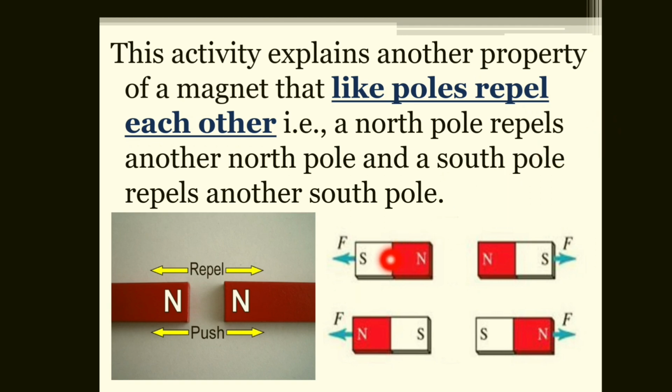When both the magnets have the same north pole, it will get repelled, and if it is a south pole, it repels another south pole. From this we understand that like poles repel each other. That is, a north pole repels another north pole and a south pole repels another south pole.